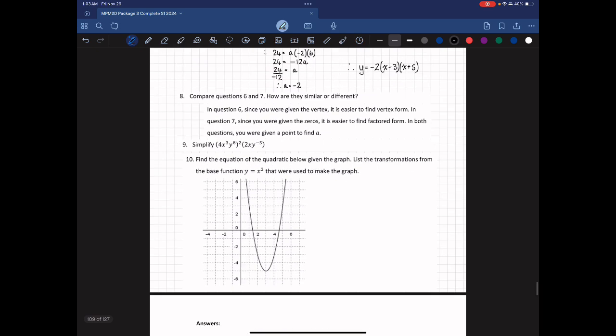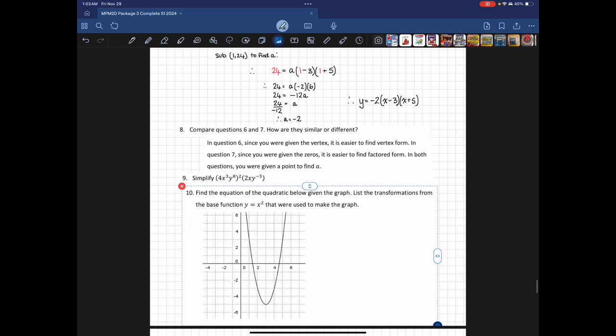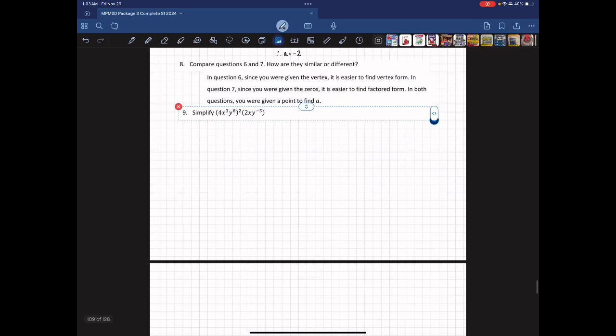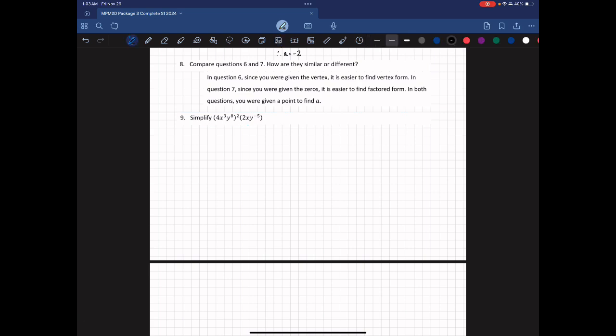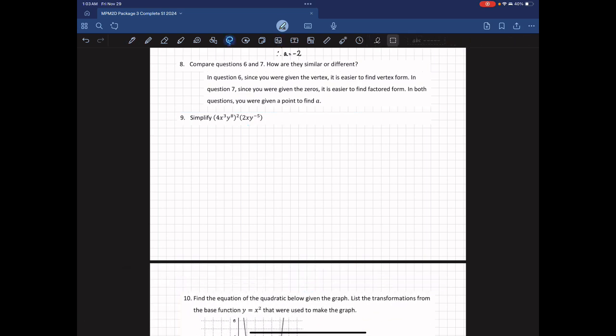Okay, number 9. I think we need another piece of paper. And I'll just get rid of that one. Cut it. Cut. Okay. And paste. Maybe I'll have enough room in a minute, but we'll see.